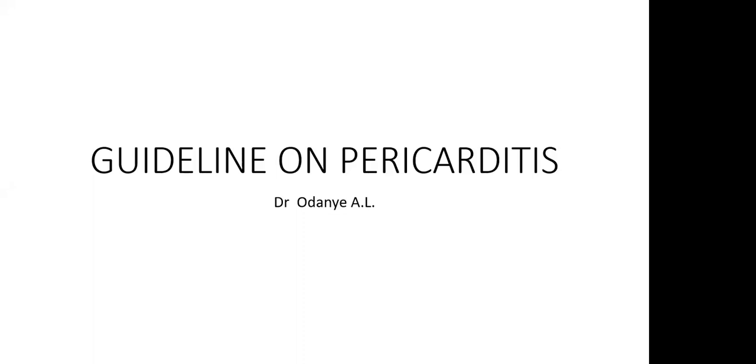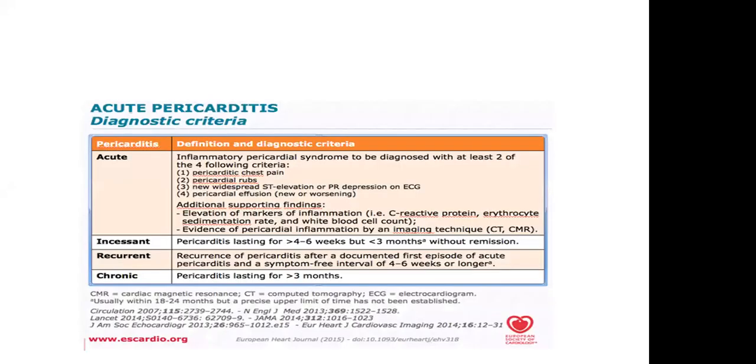Okay. So we are all familiar with pericarditis. It's due to inflammation of the pericardium, basically. But going with the guideline, they actually stratify pericarditis into 4 categories. So we have the acute, incessant, recurrent, and chronic, and each of the 4 is properly defined.